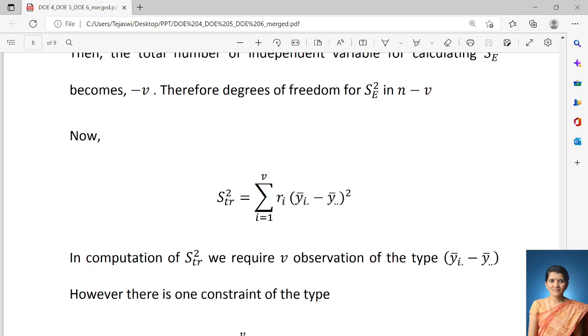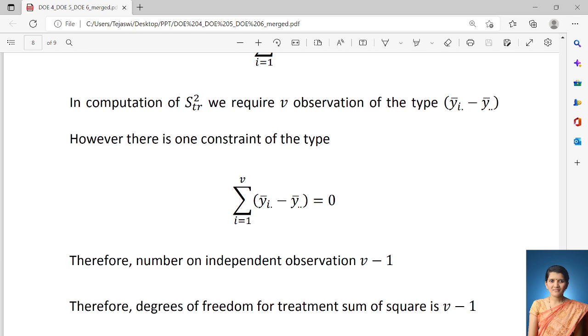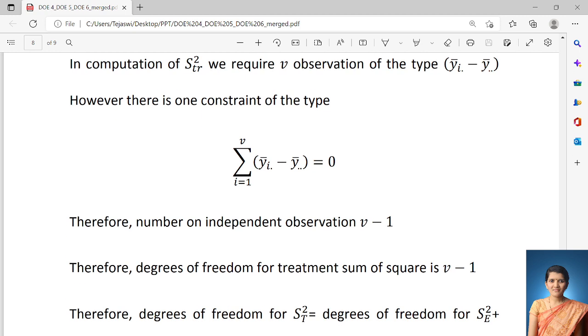Now, the sum of square due to the treatment. The formula is the summation over i of Ri times (yi dot bar minus y dot dot bar) square. In this computation, we require v observations of the type yi dot bar minus y dot dot bar, and however there is one constraint of the type summation of (yi dot bar minus y dot dot bar) equal to 0. Therefore, the number of independent observations is v minus 1. Therefore, the degrees of freedom for the treatment sum of square is v minus 1.